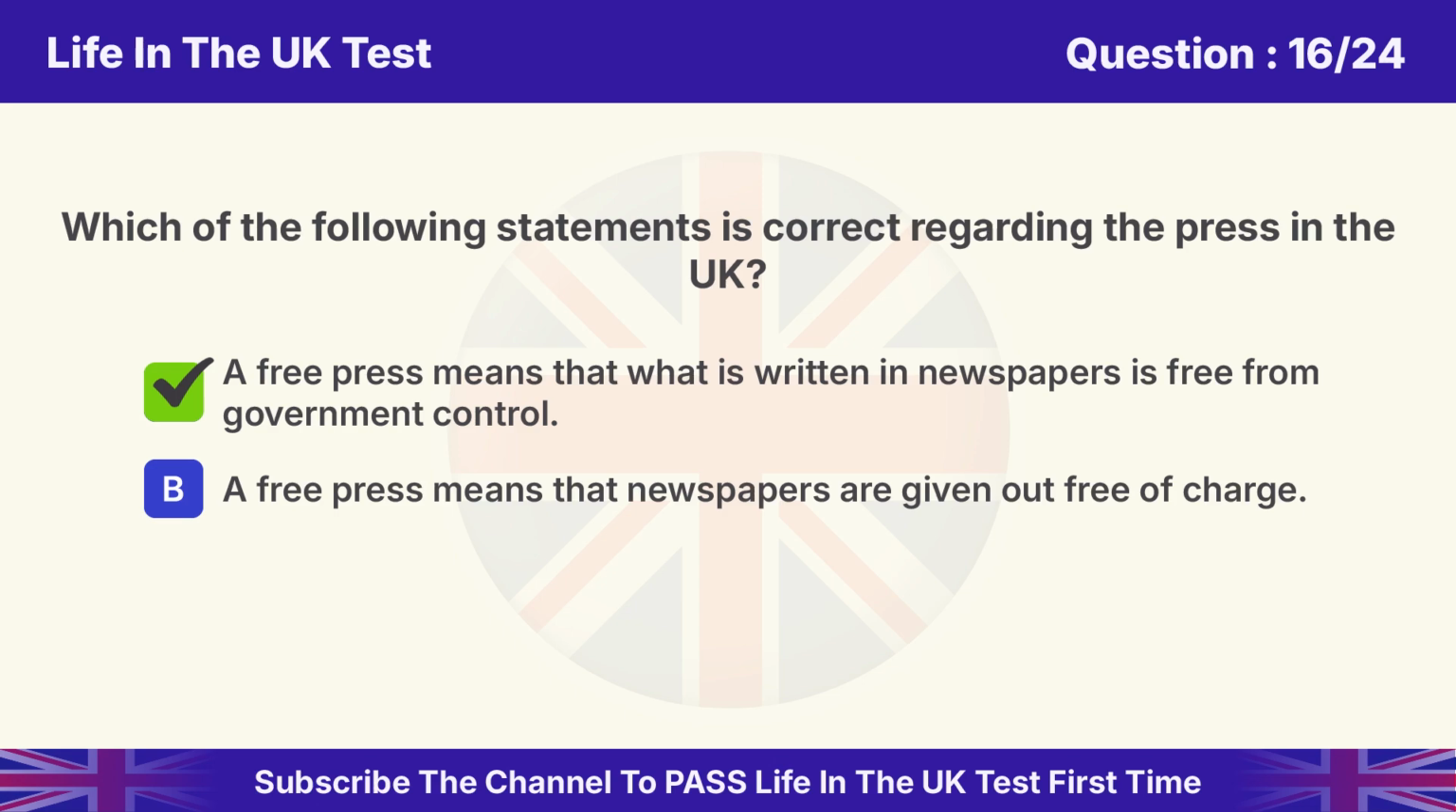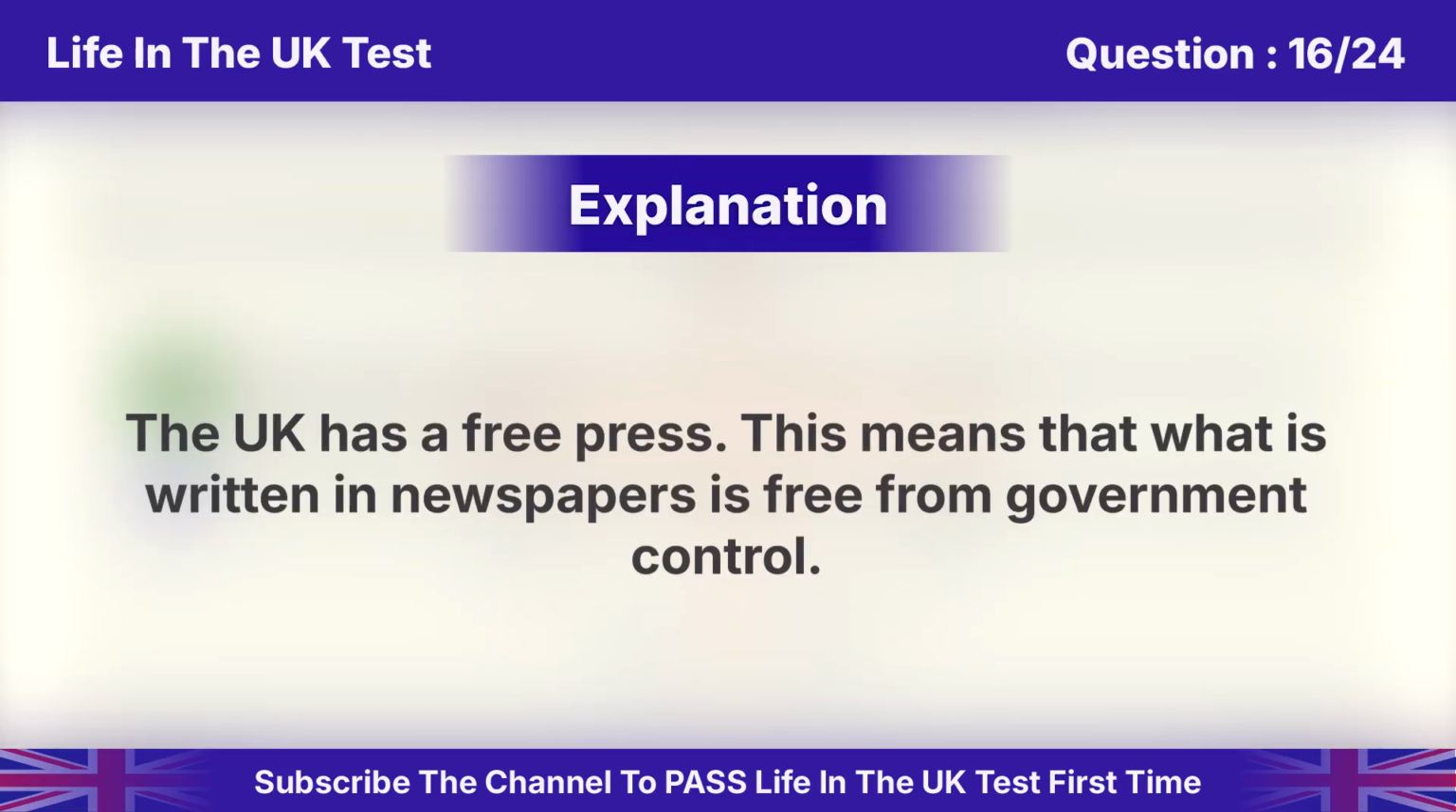Answer is A. A free press means that what is written in newspapers is free from government control. The UK has a free press. This means that what is written in newspapers is free from government control.